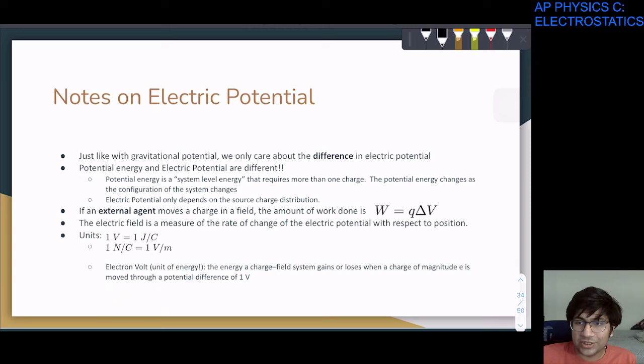Potential energy is the system level energy. So you have a configuration and you sum up the potential energy of the system. The electric potential only depends on the source charge distribution. So you look at a source charge and you have an electric potential due to that source charge. If an external agent moves a charge into a field, the amount of work done is the charge times the voltage, the potential difference from point A to point B.